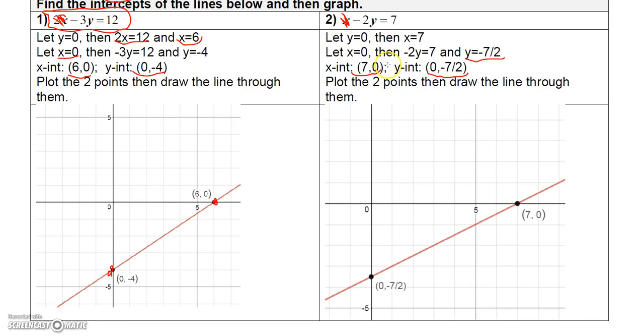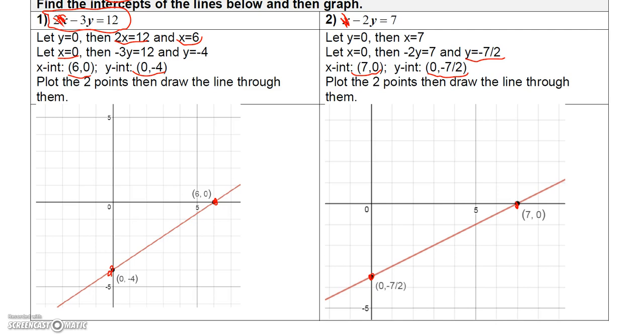So now we can plot these 2 points and draw the line through them. So the x-intercept is the point 7, 0. So 1, 2, 3, 4, 5, 6, 7. So there's 7, 0. And then the y-intercept is 0, negative 3.5. So go down 1, 2, 3.5. And that'll give you your y-intercept. And then you just get your ruler and draw the line through those 2 points. And that's basically how you graph lines.